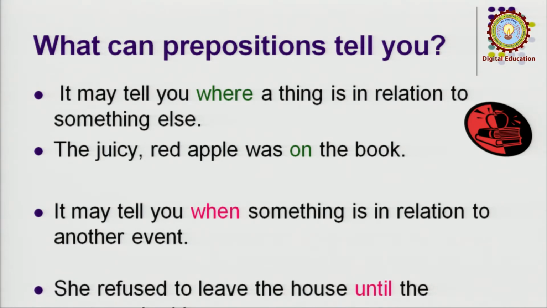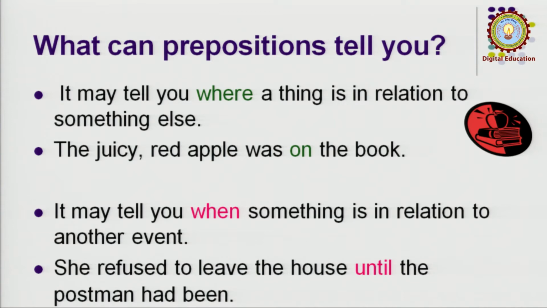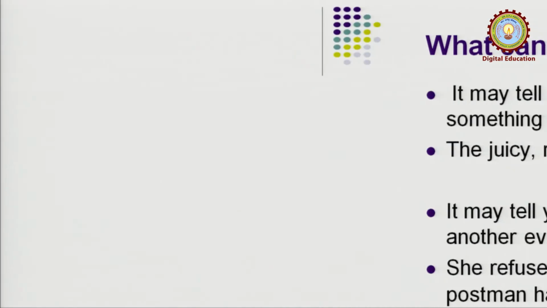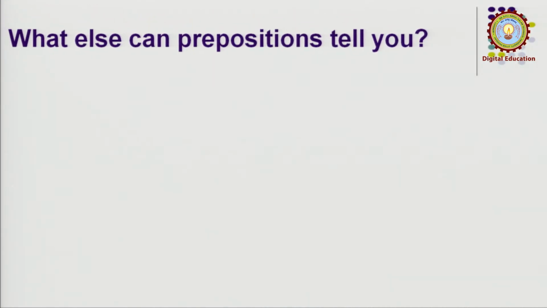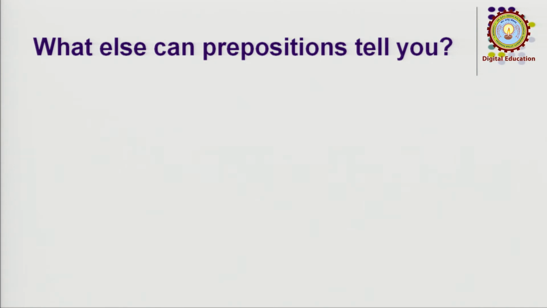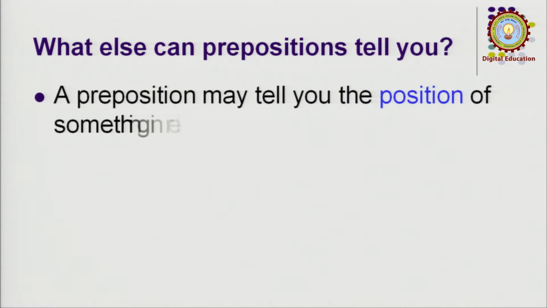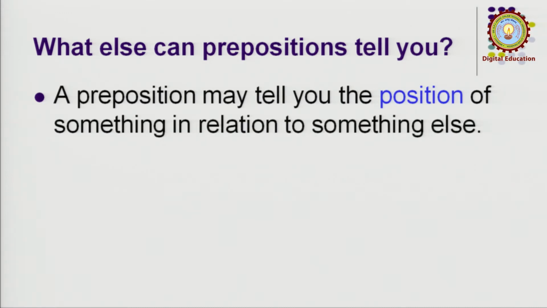It may tell us when something is in relation to another event. For example, she refused to leave the house until the postman reached. She refused to leave the house until the postman left. Now, what else can prepositions tell you? A preposition may tell you the position of something in relation to something else.